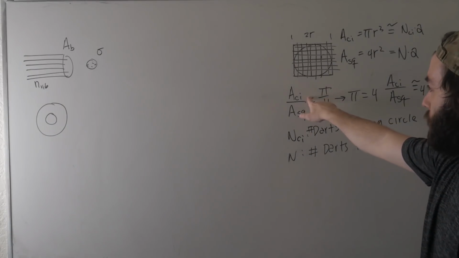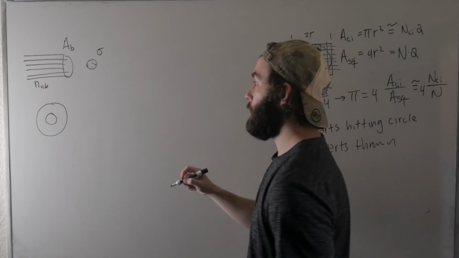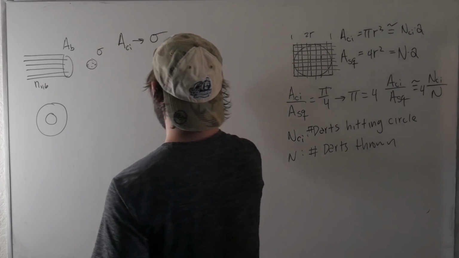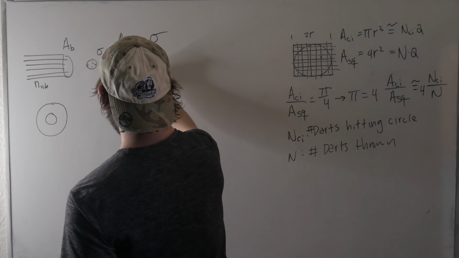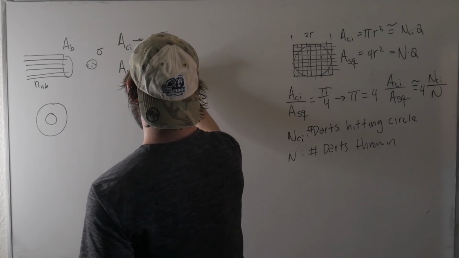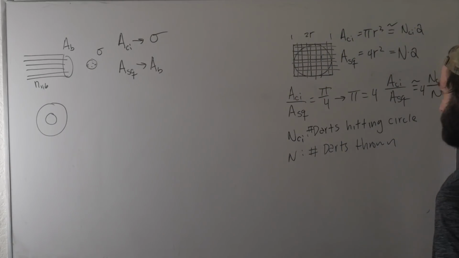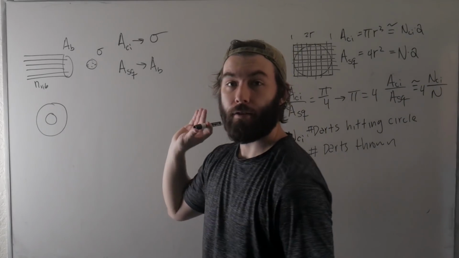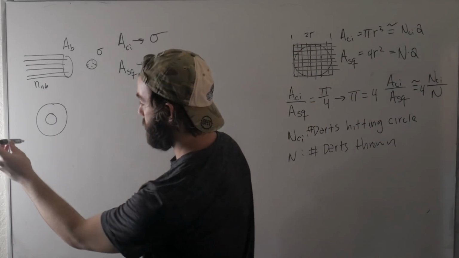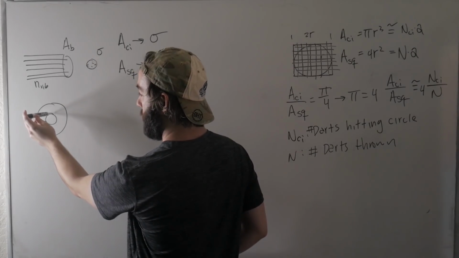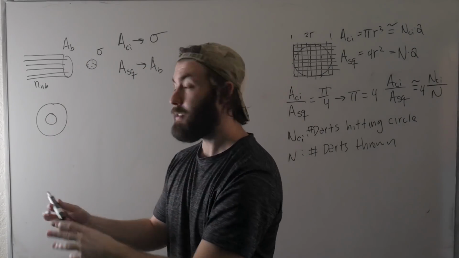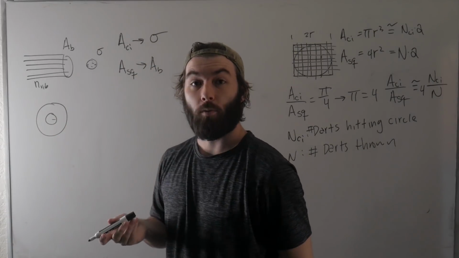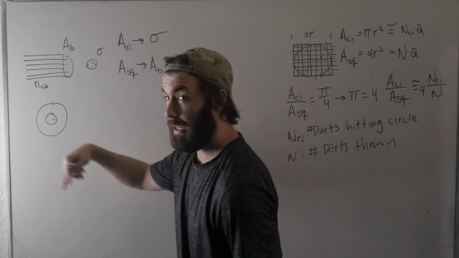The area of the circle is then replaced with the cross-sectional area of our target. So A_CI is our sigma. The area of the square is the cross-sectional area of our beam. Okay, and N_CI, the number of darts that landed in the circle, is replaced with the number of beam particles that overlapped with our target. So it's the number of beam particles that are within this radius here. But if it's within this radius of the target, it's in the way.